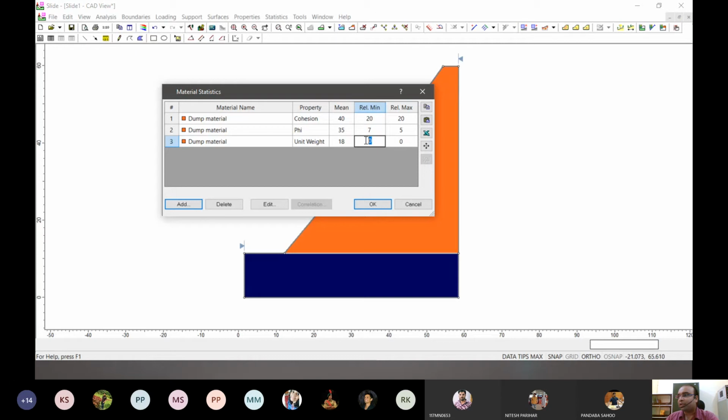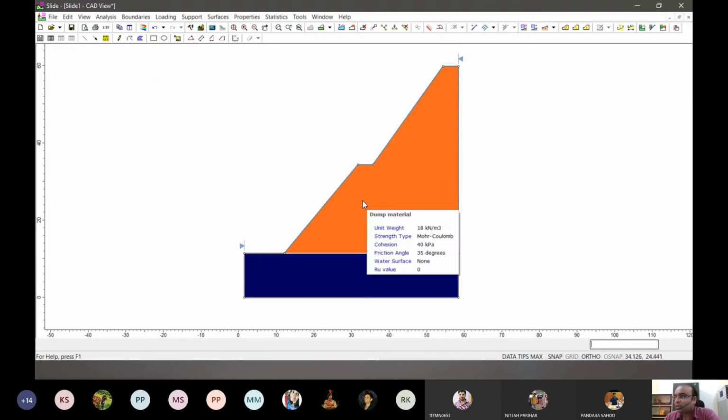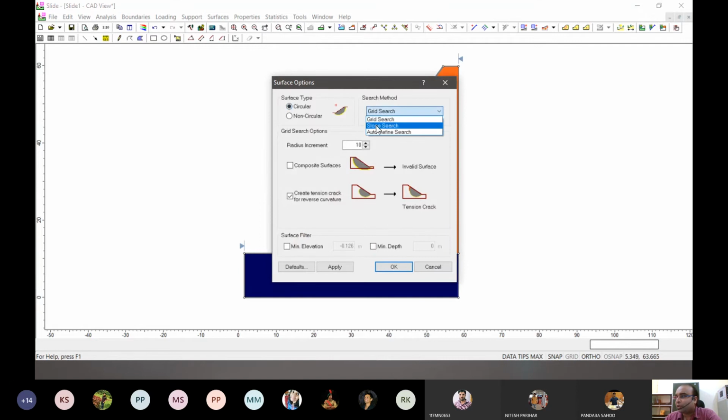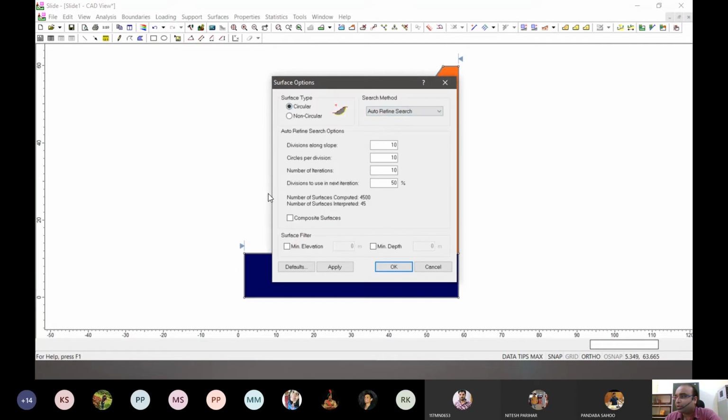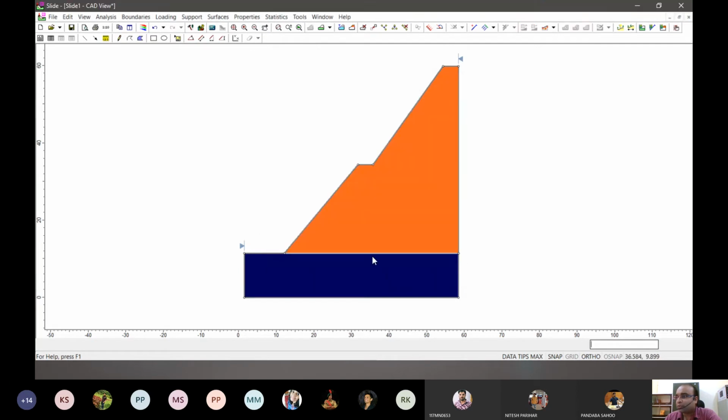Unit weight, let's vary it from 16, so minus 2, to 26. So 26 is 8 more, right? So 8. So that's it. That's what we had to do. Let's click OK. Let's create the surface options and do the auto gridding, auto refine gridding part. That creates the automatic grids to basically create new centers as per the algorithm, right?